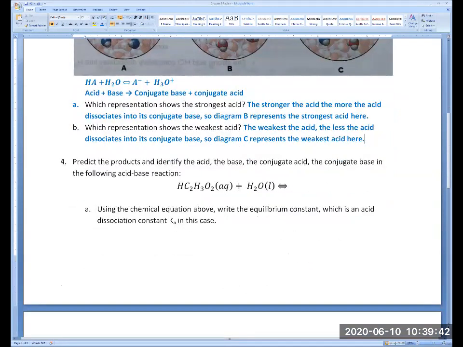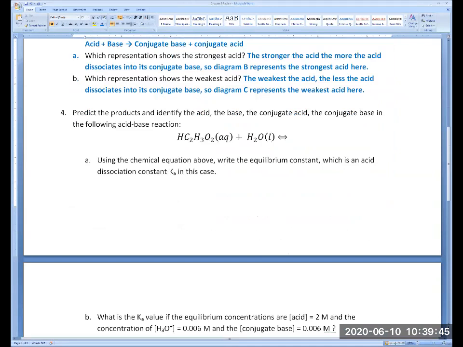So let's do problem 4. Predict the products and identify the acid, the base, the conjugate acid, the conjugate base in the following acid-base reaction. And so here you have the reactant, HC2H3O2. It's an aqueous solution in water, H2O, and water, because it's the solvent here, it's liquid. We never put aqueous for water. Water would always be liquid or a gas or solid, but not aqueous.